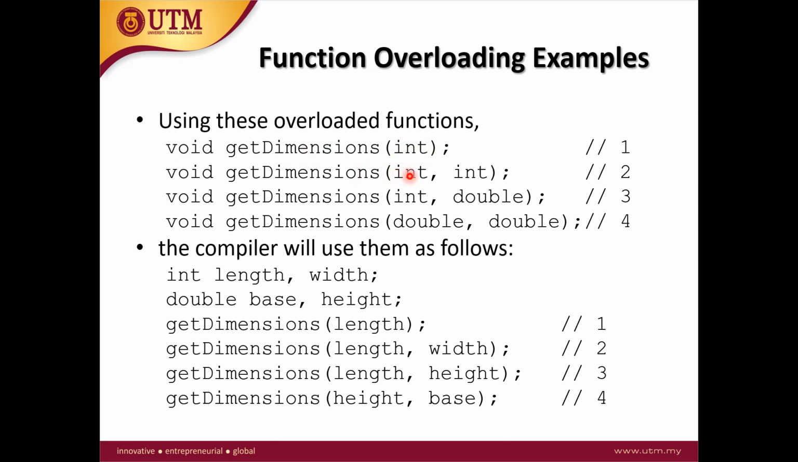If we are using 2 integer parameters, this version is going to be executed. Integer and double, this one. Double and double, this one is going to be executed. Look here, we've got 2 integer variables and 2 double variables. Whenever we call the function passing only 1 integer parameter, which is length, this version is going to be executed. And 2 integer parameters, this one. An integer and a double, this one. 2 doubles, this one is going to be executed.